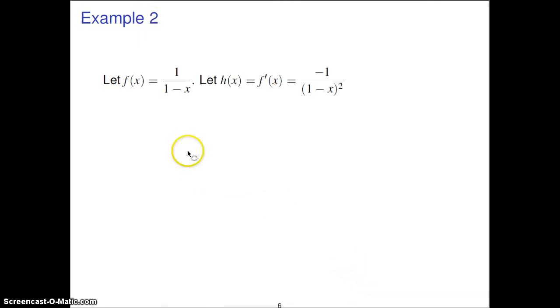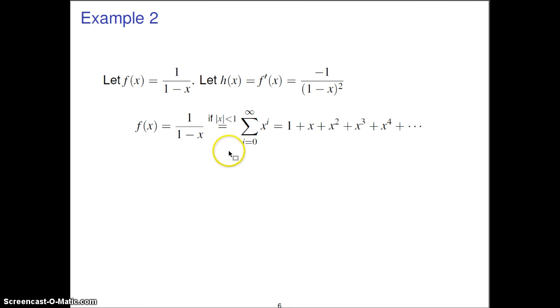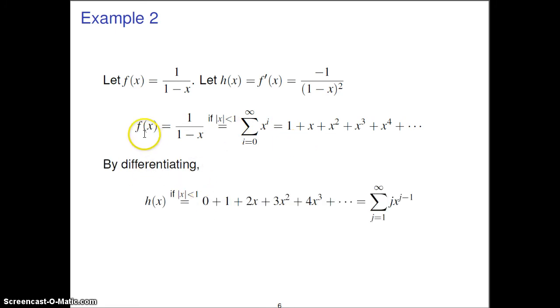Second example, let's use 1 over 1 minus x. We saw this geometric series on the first slide, and now let's look at the derivative of this, which looks like that, due to quotient rule or whatever you like. And so we saw this geometric series earlier for 1 over 1 minus x, and now we can differentiate term by term. So if you differentiate f, you get h. That's right here. Okay, f prime is h.